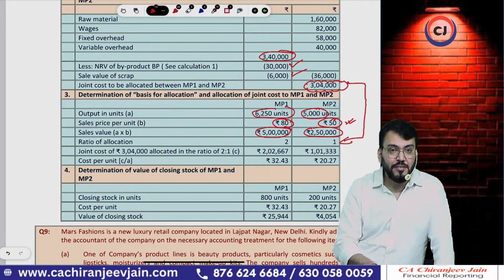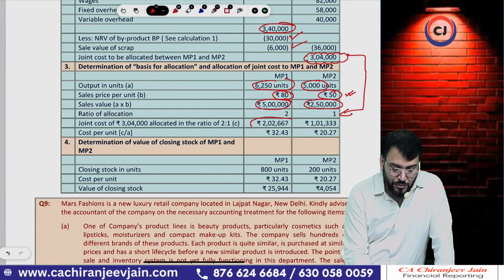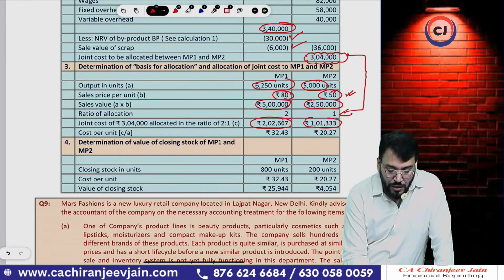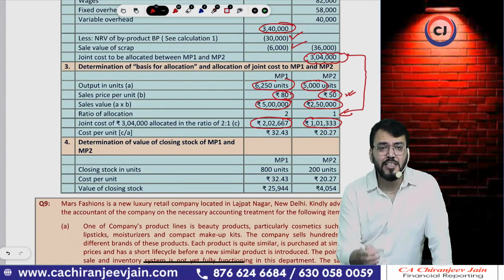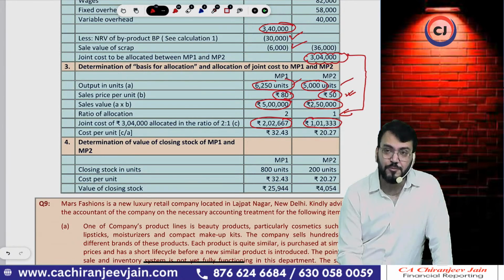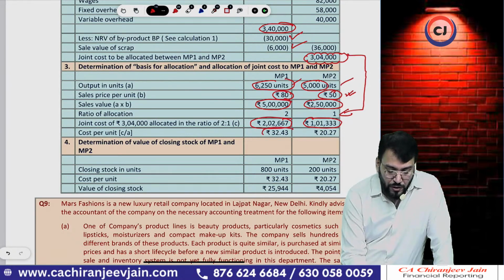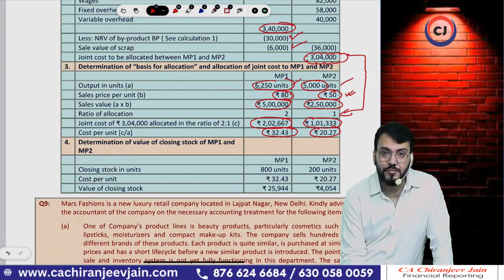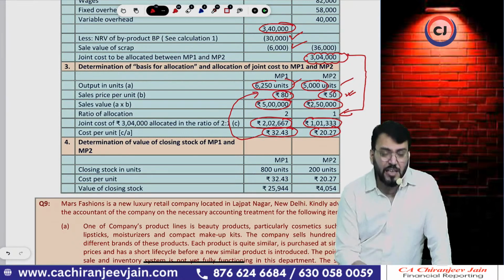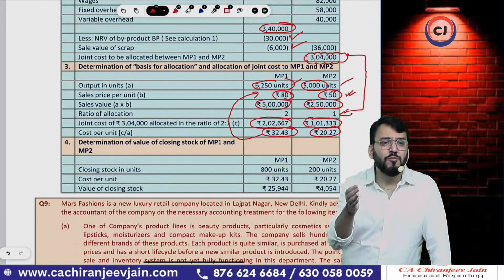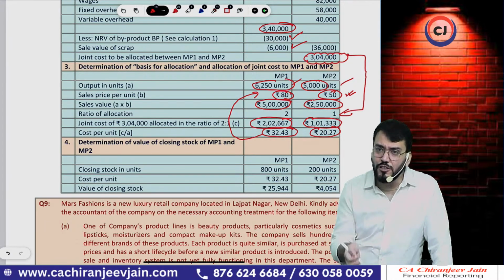You can allocate, because you have a calculator, and this becomes the total cost price of MP1 and MP2 separately. Then divide by number of units. Total number of units is 6250 and 5000. You can divide and find the cost price per unit. Cost price is less than the sale price, meaning NRV is more than the cost price. Therefore valuation will be done at cost price.